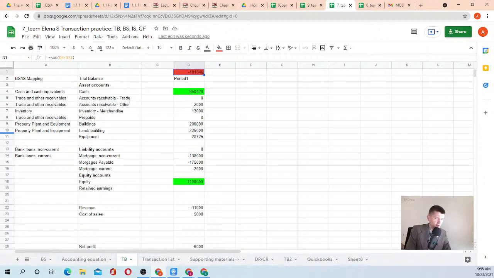You also have notes to financial statements, and we will not be covering that in the course because it's a couple of years of real accounting experience of 2,000 or more hours per year to learn how to make all the notes to financial statements. But we will build the main financial statements.